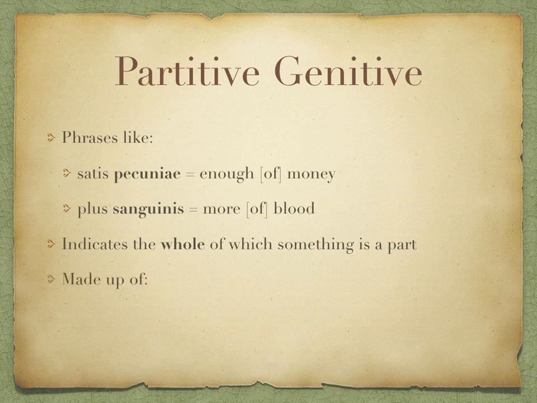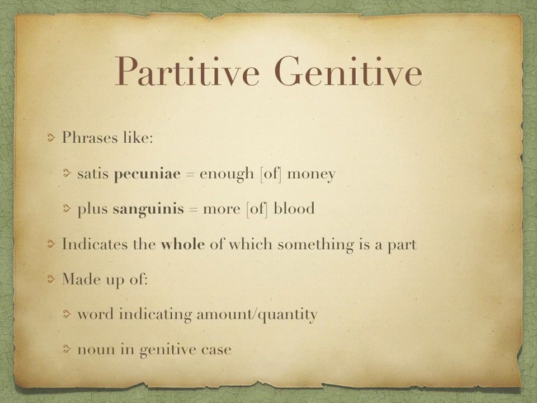So it is made up of two different parts. The first is a word like satis, plus, and so on, indicating an amount or quantity. And then we have a noun in the genitive case, which is used to describe the whole thing of which we are referring to a part.